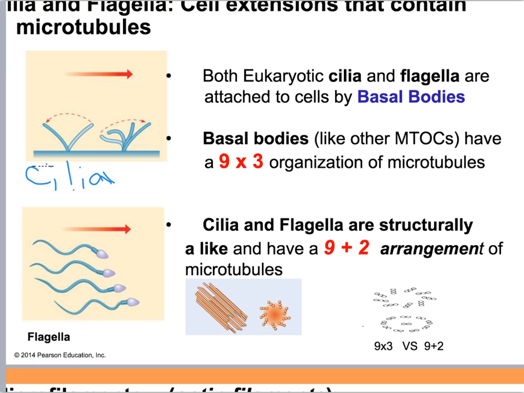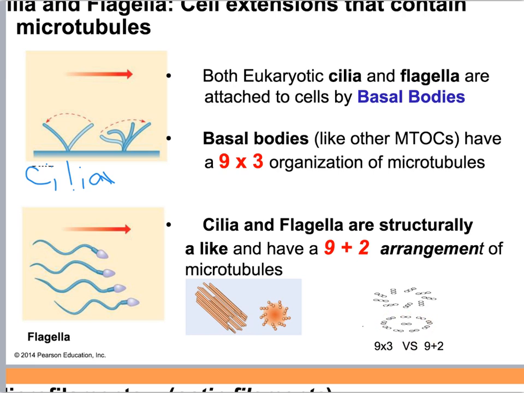These basal bodies also have that 9x3 arrangement, just like we saw with the microtubule organizing centers. So in the picture down here on the left, that's what the basal bodies would look like. That's where the microtubules are growing out of. Once they're up inside the cilia and flagella, the organization of those microtubules is a little bit different. We call it 9+2 instead. What does that mean? This picture at the top shows the 9x3 arrangement, and the bottom shows the 9+2 arrangement.